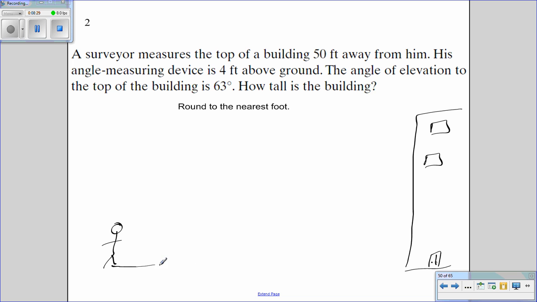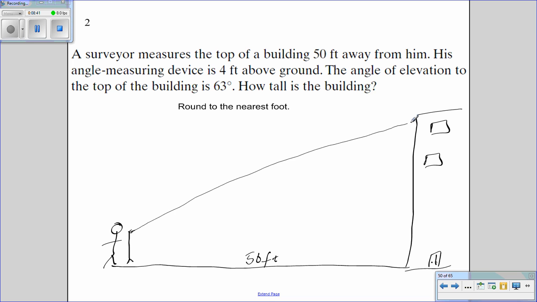So the surveyor is 50 feet away from the building. His angle measuring device, he's got a little device here. He looks through the device and you can see the top of the building. This device is 4 feet above the ground, so there's your imaginary horizontal line. The angle of elevation to the top of the building is 63 degrees, so there's our angle of elevation. How tall is the building? The height of that building is our x.